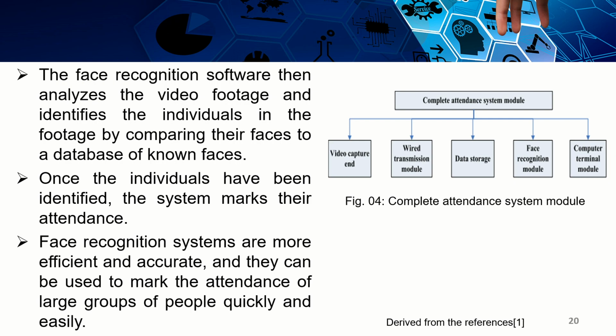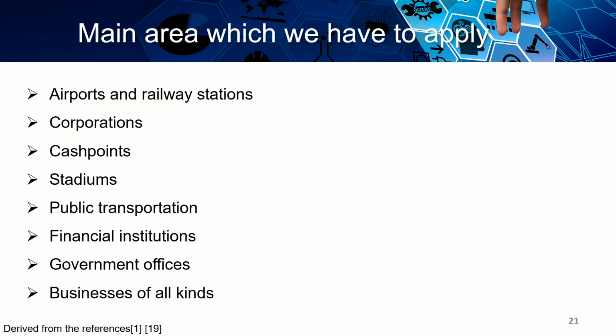The complete attendance system module. There is a figure representing this complete attendance system module. The diagram shows a video capturing module, transmission module, data storage, face recognition module, and computer terminal module. These are the main areas where we have to deploy it: airports and railway stations, corporations and cash points, stadiums, public transportation, financial institutions, government offices, and also businesses of all kinds.